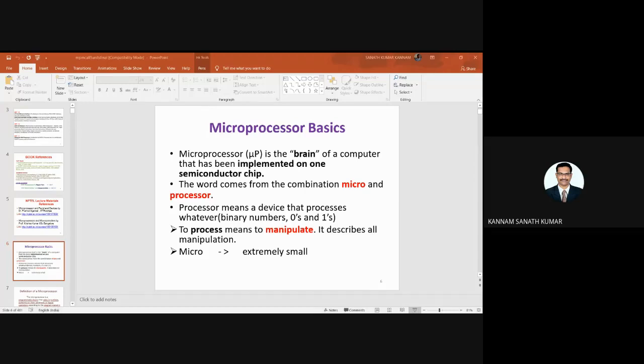That means all the processing will be done by the microprocessor. It is a combination of micro and processor. Why we call this micro: this was invented with VLSI, very large scale integration. With very large scale integration they make the ICs in terms of technology, like micrometer technology, nanometer technology.